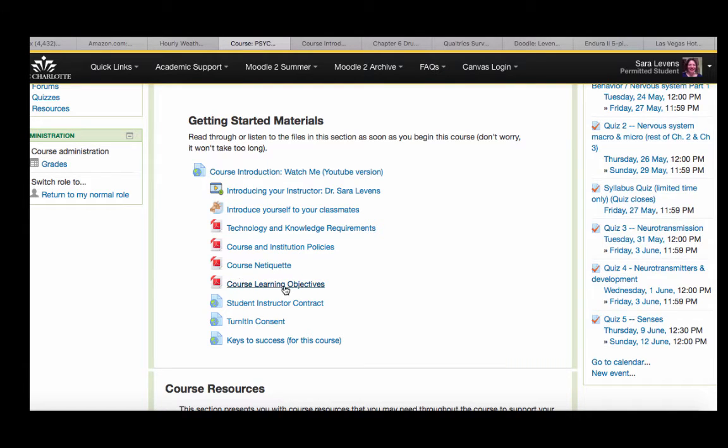Then we also outline the course learning objectives. This is something that is central for you to know for an online course. This is basically what the learning objectives are for this course. So you can look through this to learn a little bit more about the course goals.